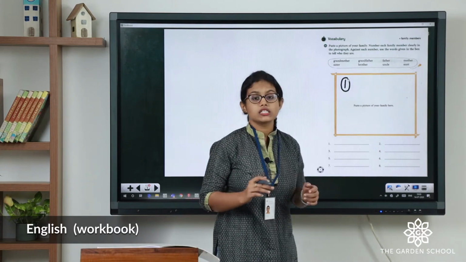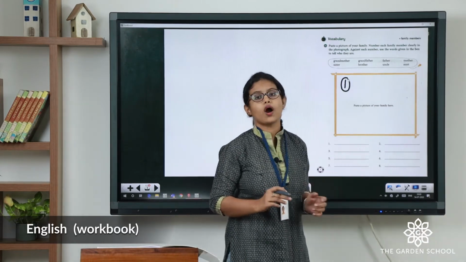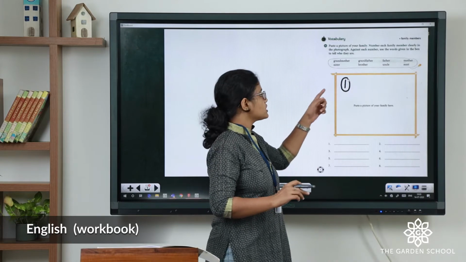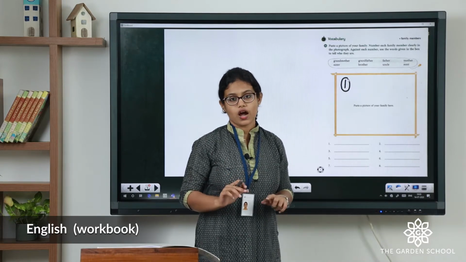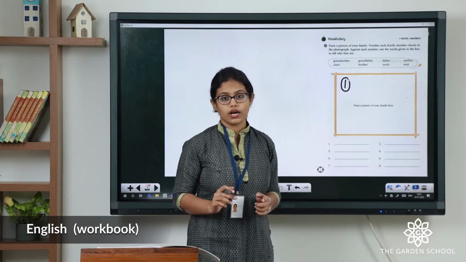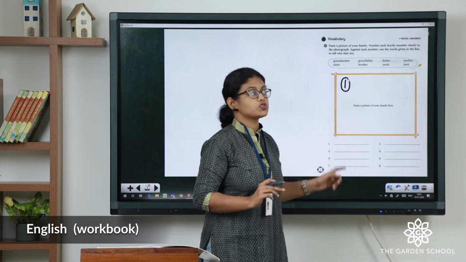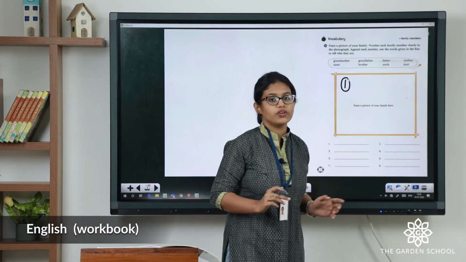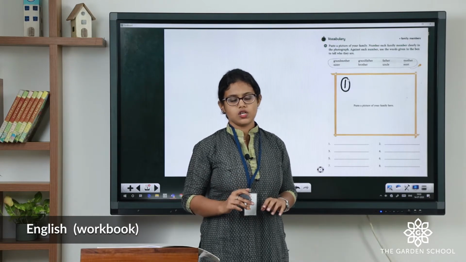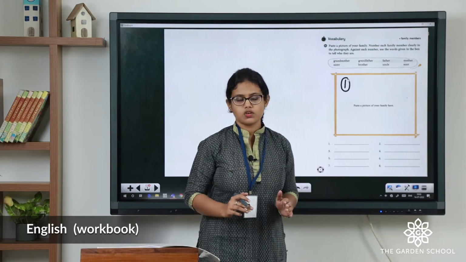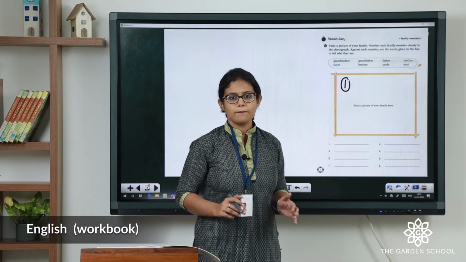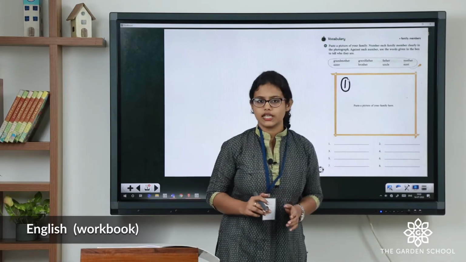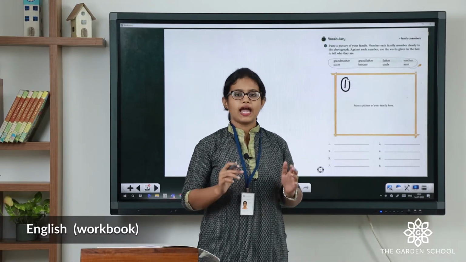And below that, you can see numbers from 1 to 8. So first you have pasted the picture of your father and you have numbered it as 1. So in 1, you have to write father. Like that, you have to fill in all the numbers. So you have to paste the pictures of your family members, number them and then write them down. So you can do this as an activity.